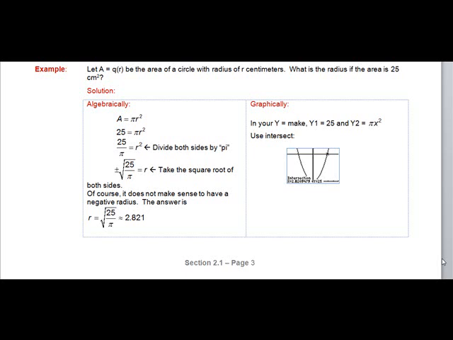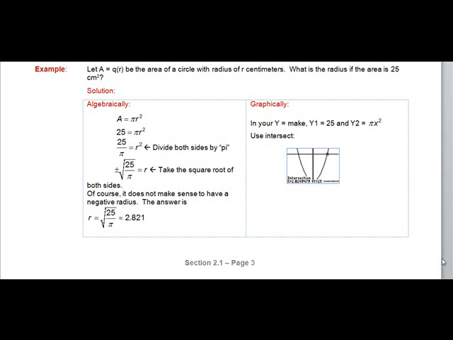Okay, we have two more examples I'd like to take a look at before we finish the section. So here's an example where we say, let A equal Q of R, and that's going to be the area of a circle with a radius of R centimeters. And what I'd like to know is, what is the radius if the area is 25 square centimeters?